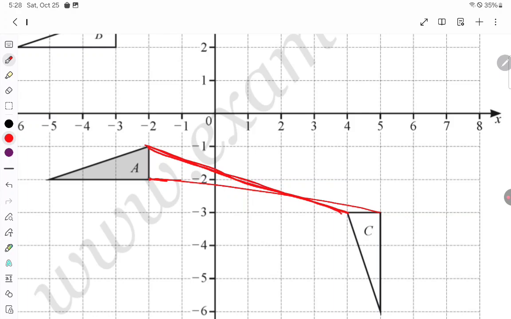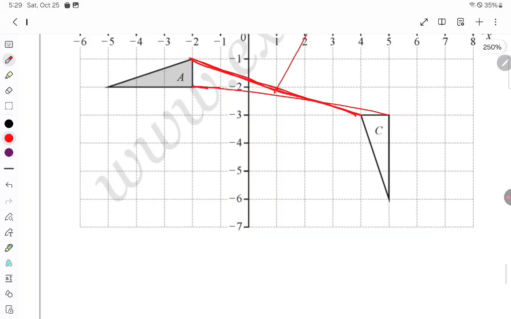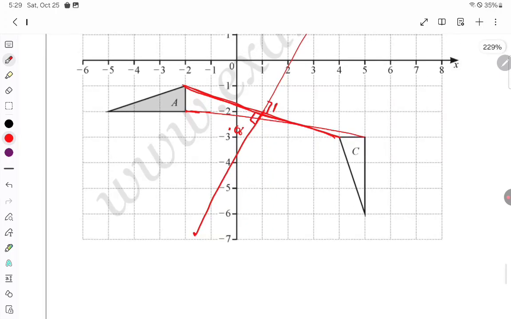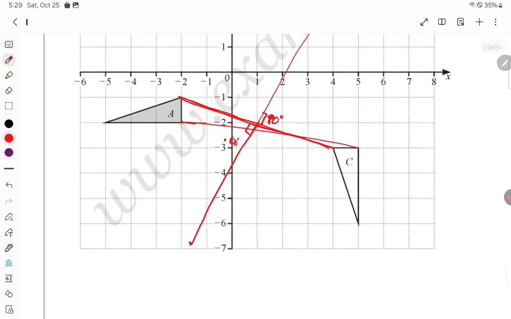From here somewhere, it will be cutting the line, making a 90 degree, and place it downwards. Place your D downwards, and it will cut somewhere here, and it will make 90 degree. From here and 90 degree from here. These are the perpendicular bisectors.